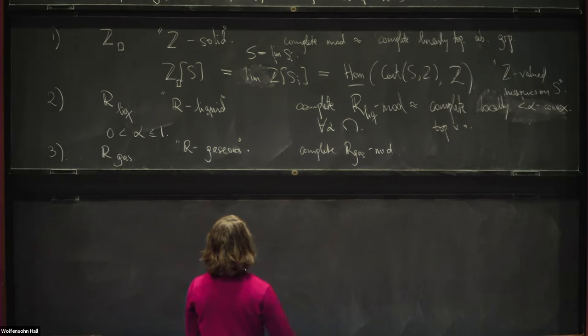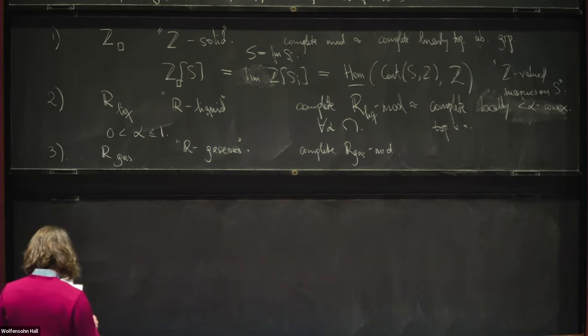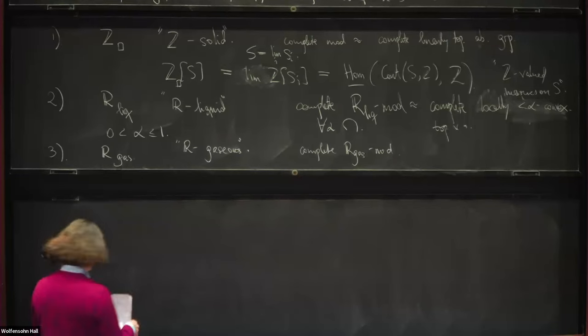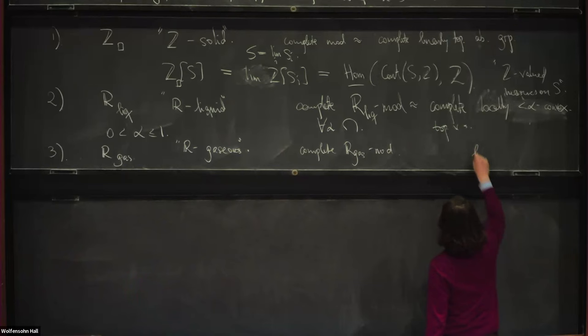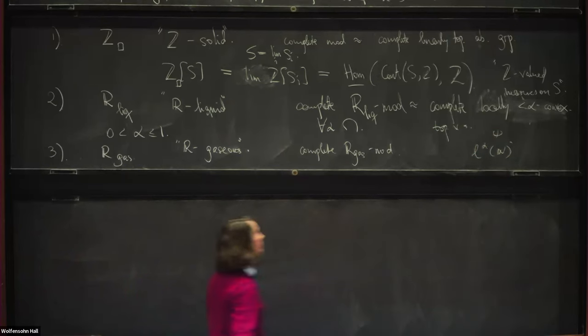Right, so if you want your category of complete modules to be stable under extensions, you need to allow non-locally convex things. All right. Yeah, there's already a lot in the liquid. Right, so the examples you would have here are like an L^p or L^alpha of, I don't know, the integer of something exists would be in there.